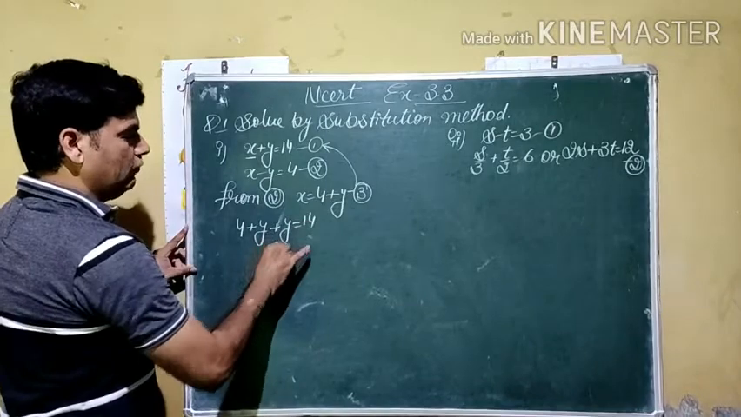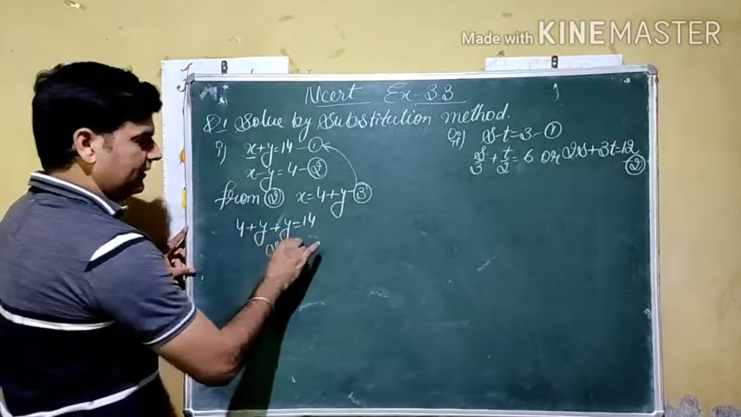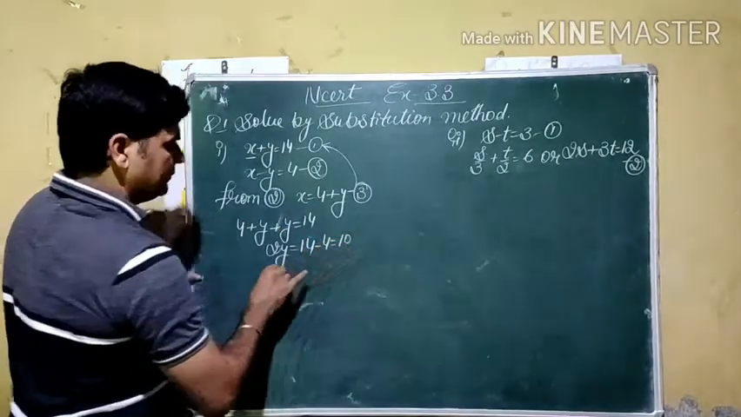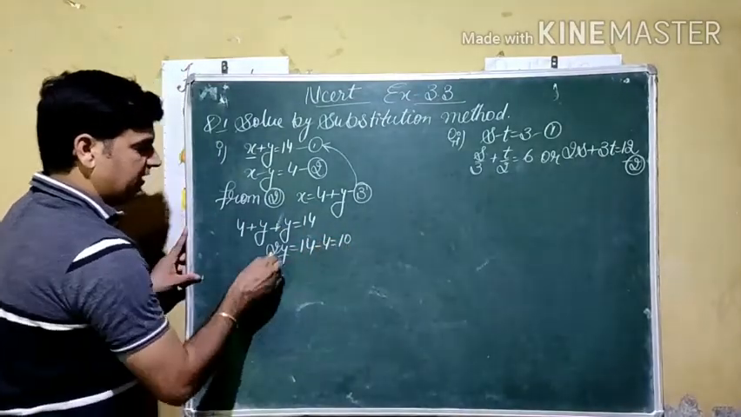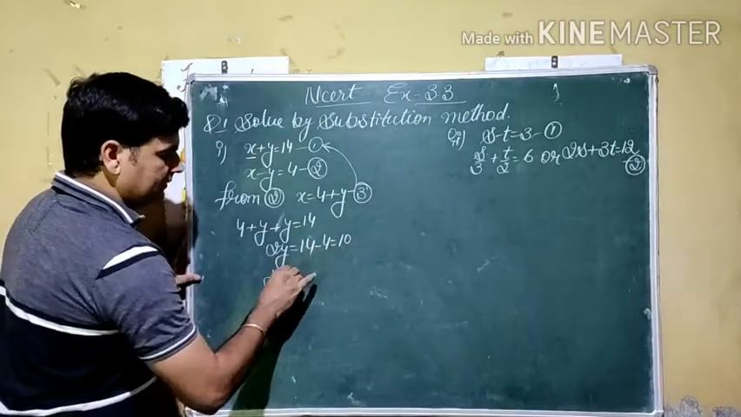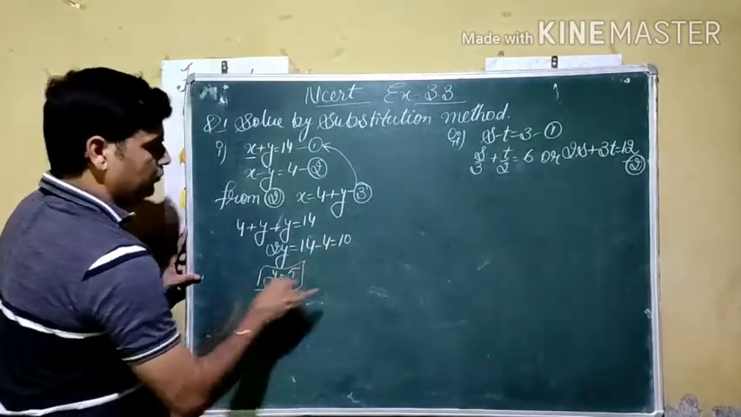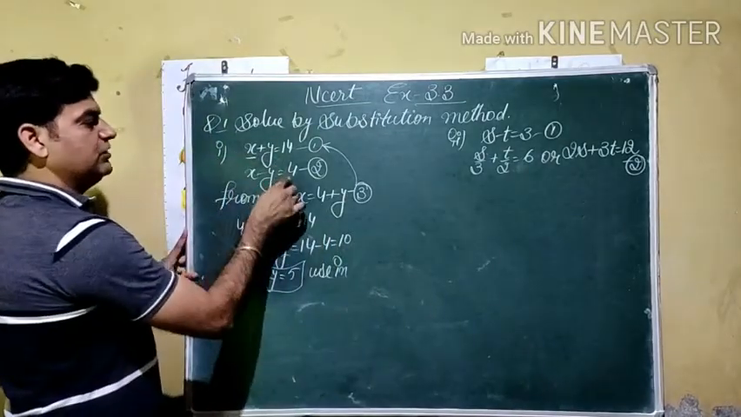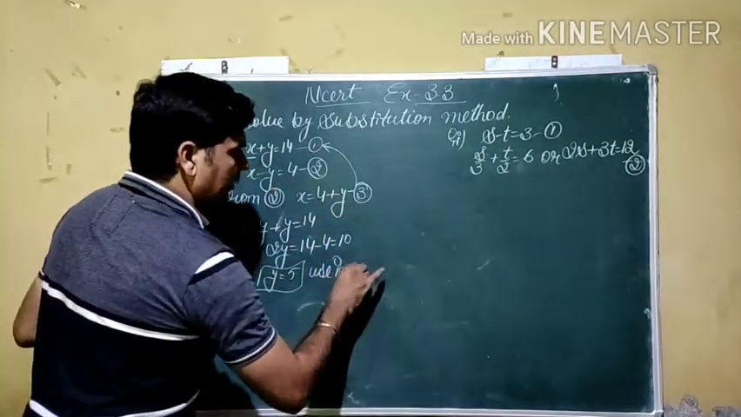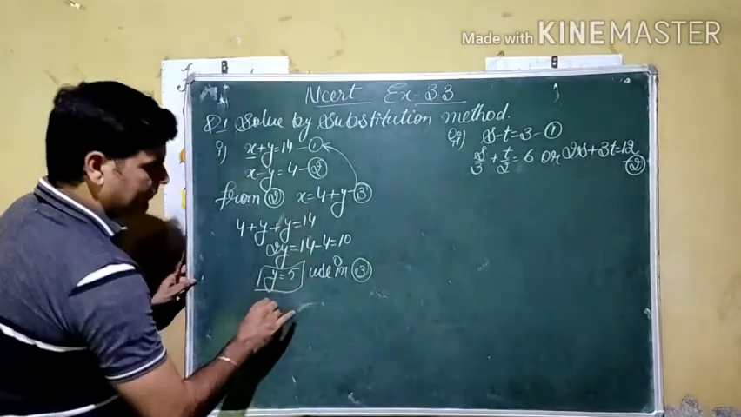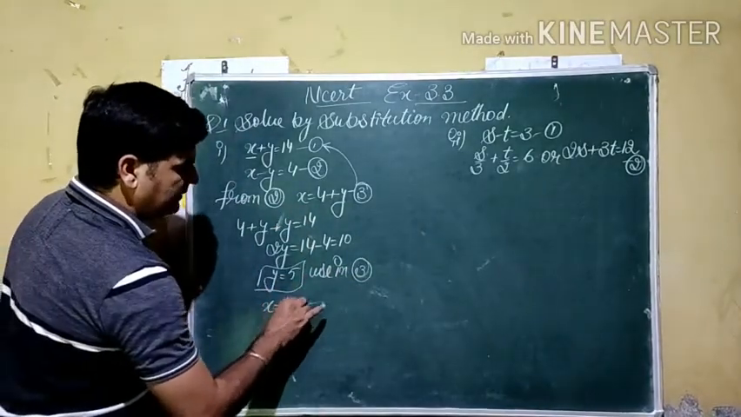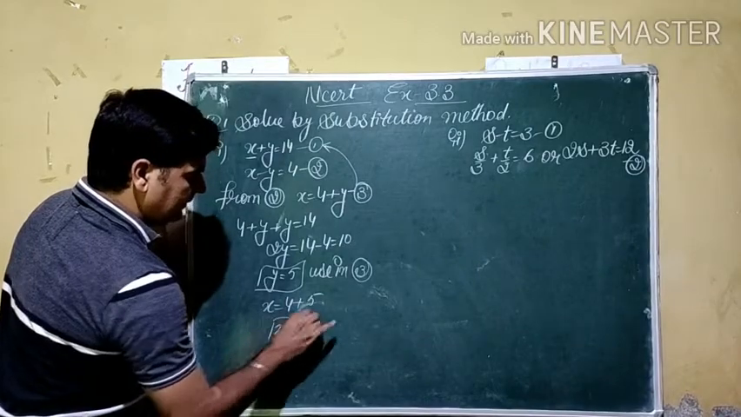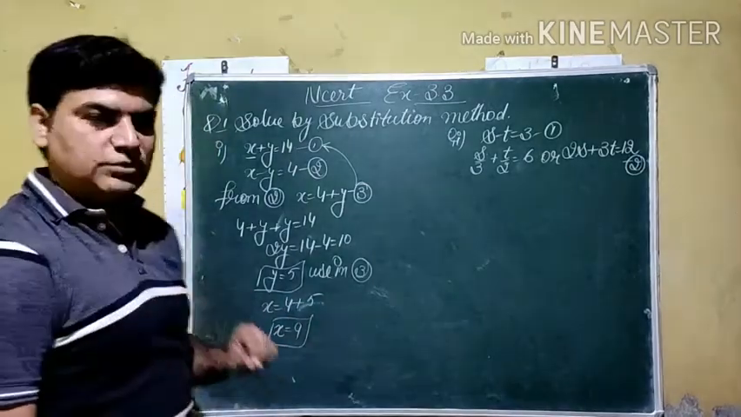From here we get 2y, because y plus y becomes 2y. Shifting 4 to the other side, the sign changes, and we get 10. So the value of y, by the logical method, double of which number gives us 10, that is 5. We can use it anywhere, in 1, in 2, but here we are using it in 3, because we have the direct value of x from here. It is given by 4 plus y, meaning 5. So the value of x comes out 9. Like this we can apply the substitution method.